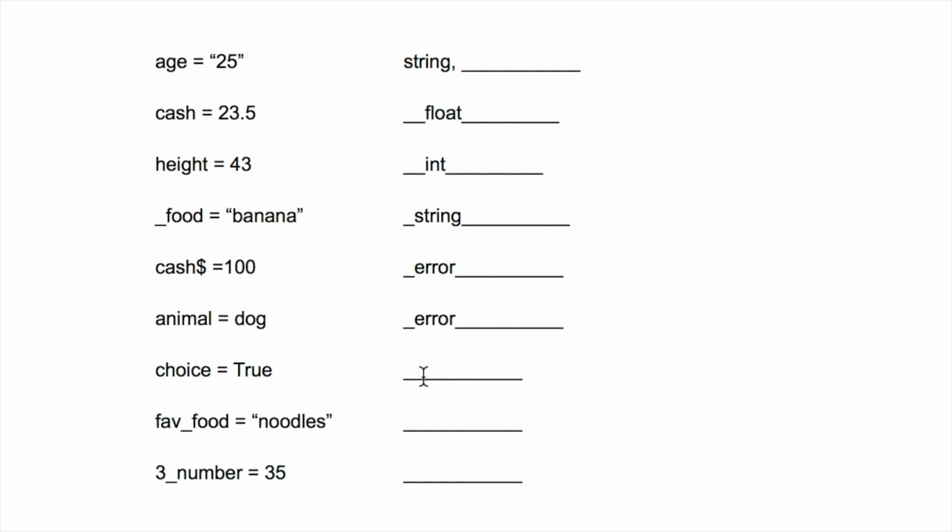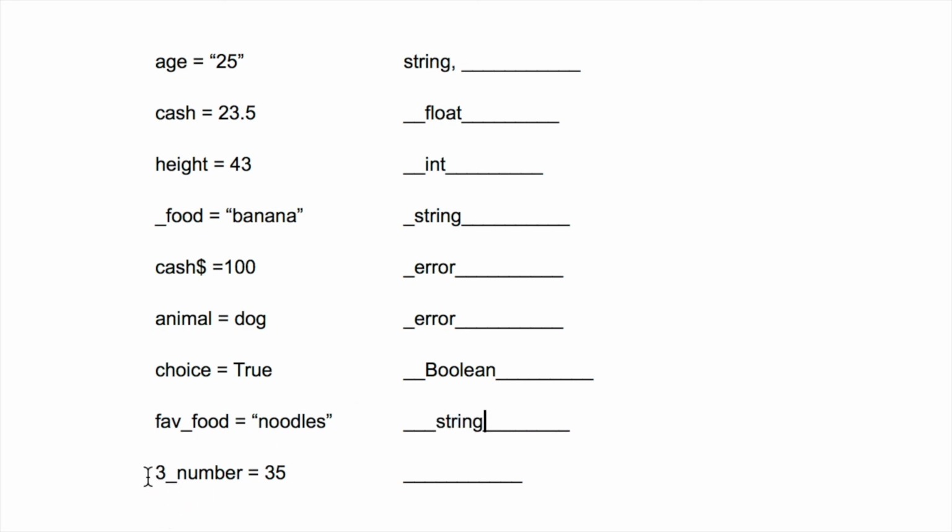Then choice equal to true. Yes, this is valid, and the data type is going to be Boolean because it's talking about true or false. Then the next one is fav food equal to noodles. You notice that there's only underscore which is allowed, and fav food is meaningful, and you're storing a string there. So the data type of this is going to be a string.